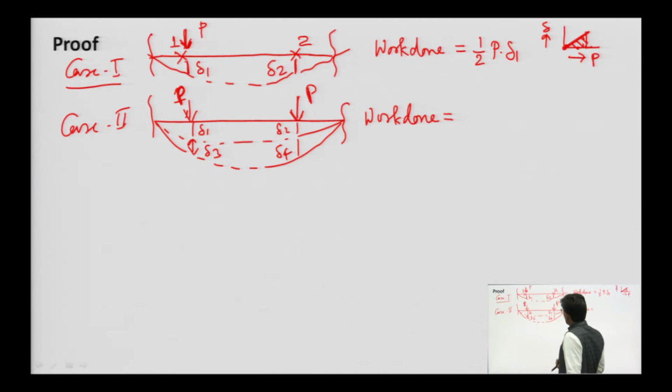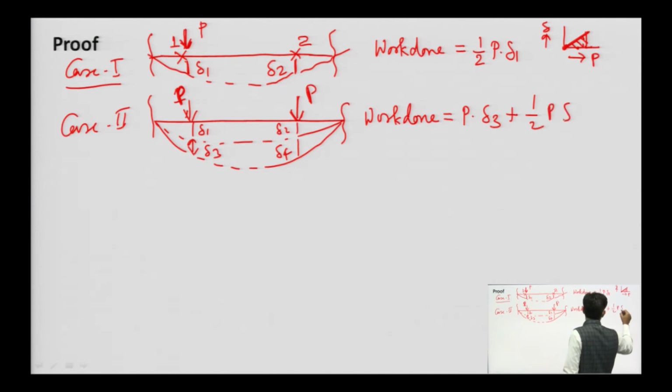What is the work done? Work done is P into del 3. Why P into del 3? Work done is P into del 3 plus half P into del 4. Why P into del 3? Because P force was initially acting at this point. Here displacement del 4 was started, from 0 to del 4. So, this is the work done.